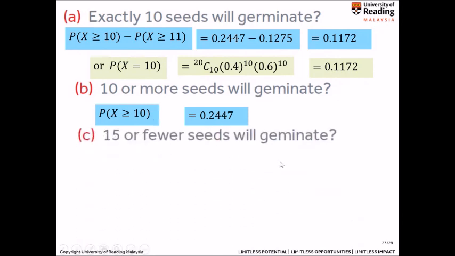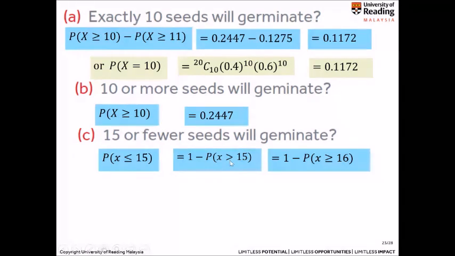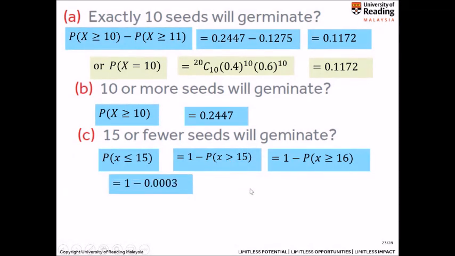So 15 or fewer seeds will germinate. You will have less than or equal to. So we'll use the indirect method. So 1 minus P(x greater than 15). So look at the first slide I showed you in this video. To get x greater than 15, you must change it to x greater or equal to 16, because the table must have the equal sign. So look at the table. You'll get the answer 0.003. Then your answer for 15 or fewer seeds will germinate, the probability is 0.9997.